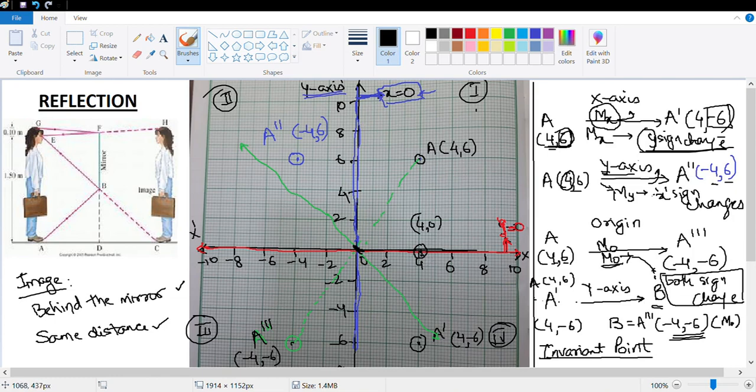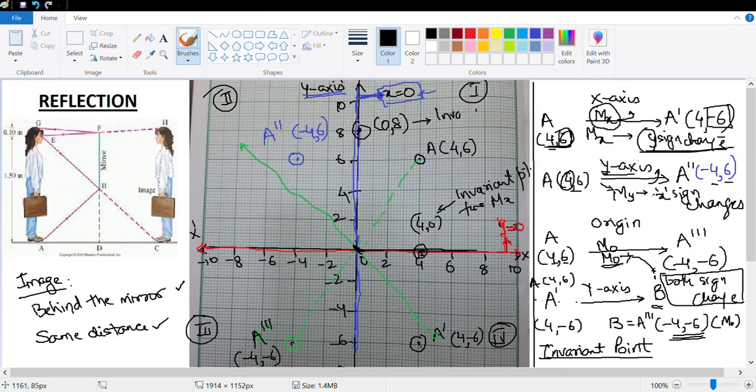So where will it go? We know that the sign of y will change, so it will become (4, -0). Well, there is nothing called -0, so it remains here. So (4, 0) is an invariant point for the x-axis, that is, for Mx. Now let's look at a point (0, 8). If I try to reflect this on the y-axis, where will it go? Well, again, it will not go anywhere, because I know when I reflect on the y-axis, only the sign of x changes. So even after reflection, it will remain (0, 8).